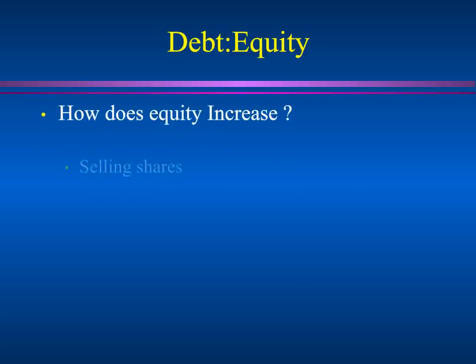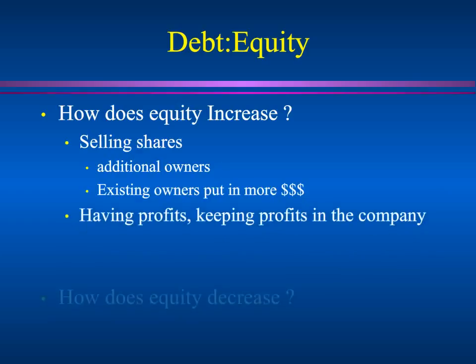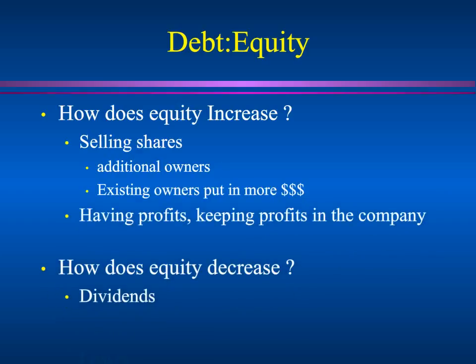How does equity increase? Well, we can sell some shares. That increases the shareholders' investment in the company, which means additional owners. They put in more money when they do that. As well, we can keep profits in the company every year. Instead of giving out dividends, we can leave the profits in the company. How does equity decrease? Well, obviously by paying dividends or losing money.